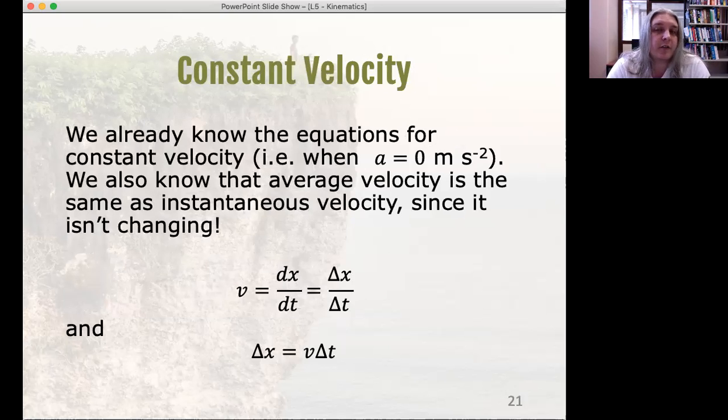We already know for a constant velocity, so when acceleration is 0, we already know for a constant velocity that the change in displacement is equal to velocity times the change in time, or indeed same with distance and speed.